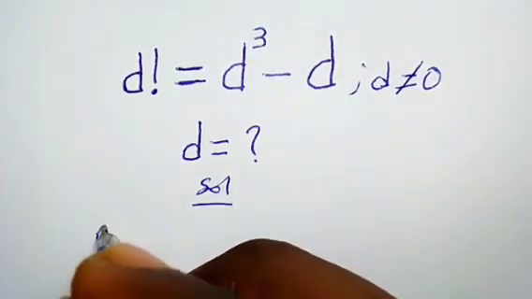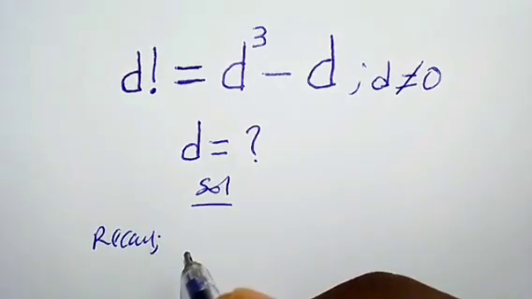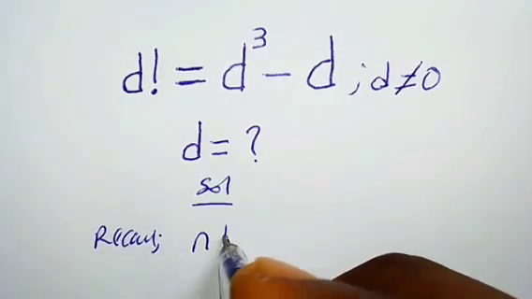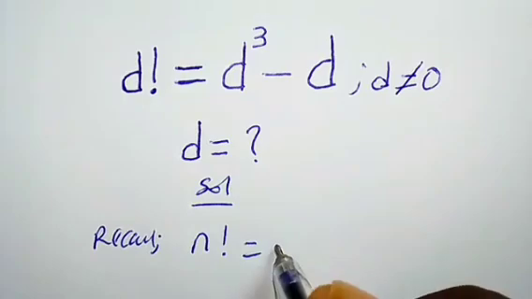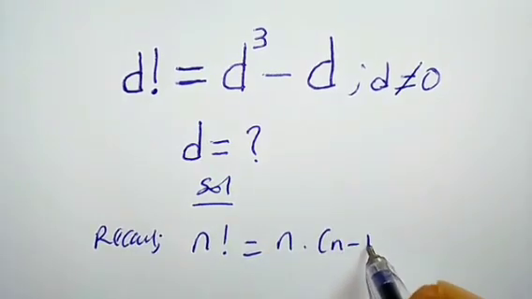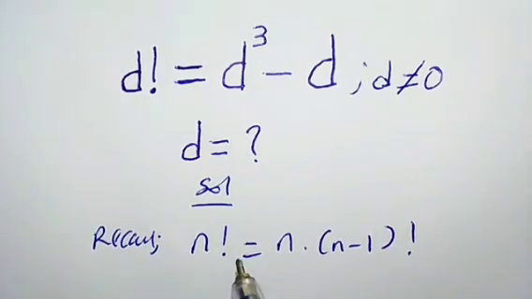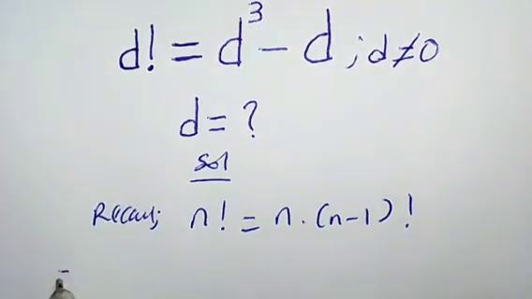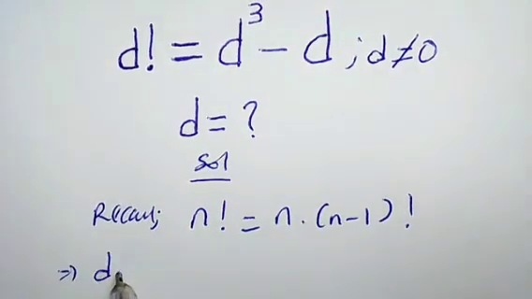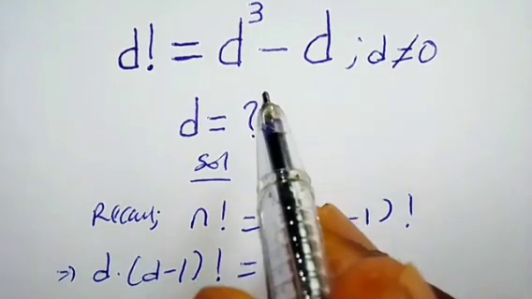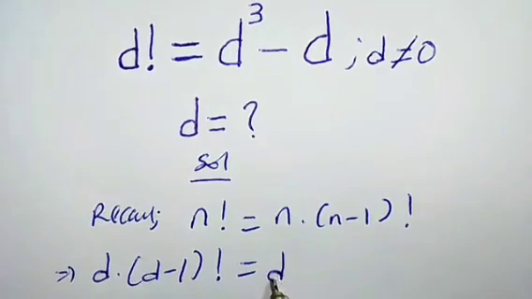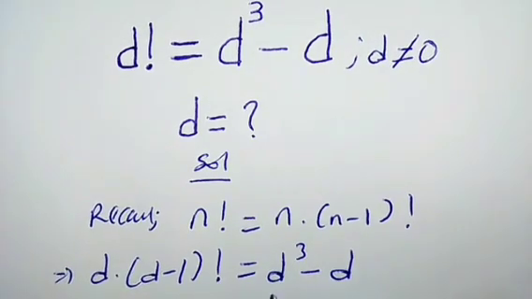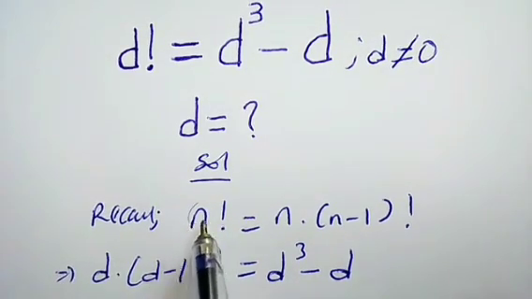Solution. Recall the factorial formula, which says n factorial is equal to n times n minus 1 factorial. We are going to apply this property to the left hand side. This implies that d times d minus 1 factorial is equal to the right hand side, d to the power of 3 minus d. That is, by replacing n with d, that's how we got this.